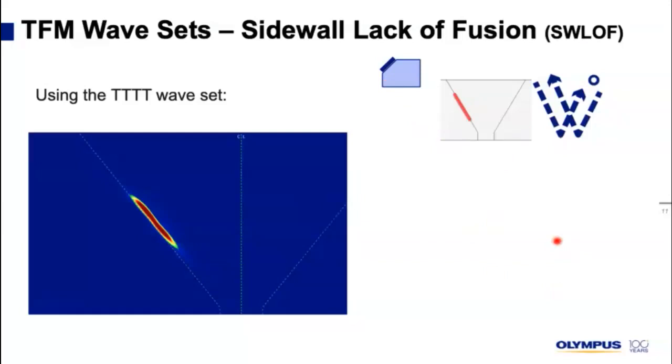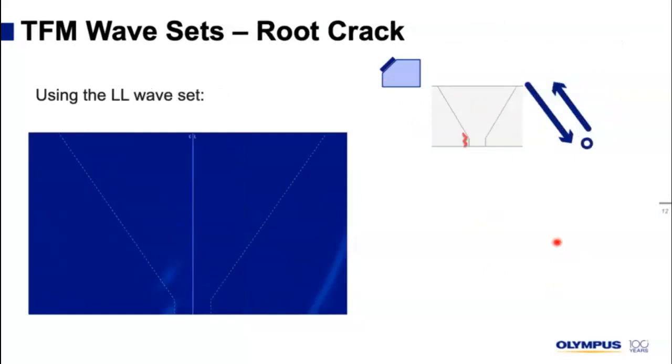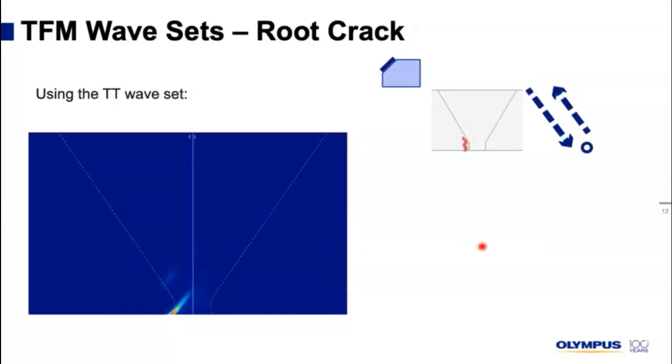Now another type of defect would be a root crack. Looking here at the LL wave set, I can see that there's a little bit of something going on, but again, with this setup, LL is not optimal. Now going to TT, which again is very similar to what we used to see with phased array, transverse, in pulse echo mode, I have a similar result to what I would have with phased array as well, which is a strong corner trap and a little bit of tip diffraction.